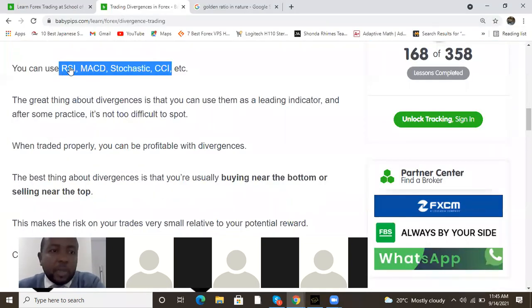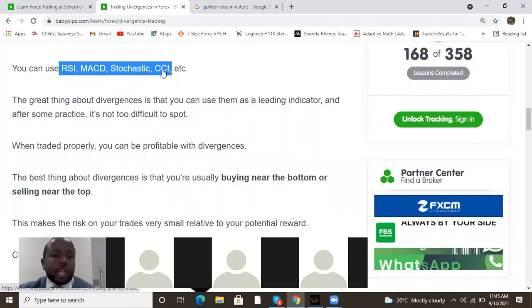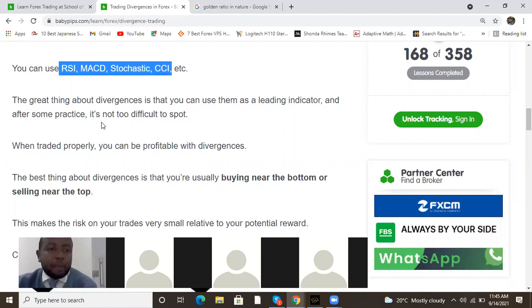So I've added RSI MACD. I've also added RSI stochastic, and I've also added CCI on my USD SGD. SGD is Singapore dollar. Singapore does very well economically. So that's why I've paired it with the dollar.